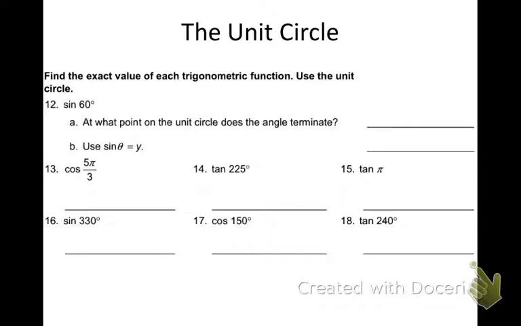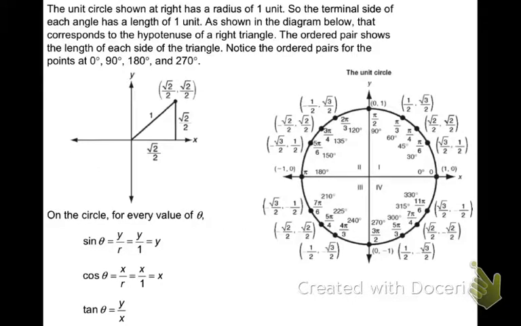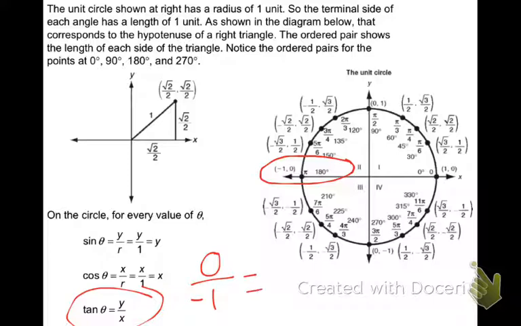Let's try the tangent of pi. Who remembers what pi is in degree form? Pi is how many degrees? Yeah, pi is 180 degrees. So as I look right here, pi is 180. I want to find the tangent. What is my y value there? My y value is 0. What's my x value? 0 over negative 1 simplifies to 0. Tangent of pi is going to be 0.